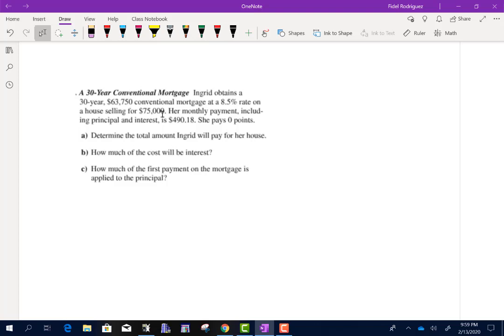Determine the total amount Ingrid will pay for her house. Okay, so one thing this problem has already given me, it's already given me her monthly payment. Okay, it says her monthly payment is going to be $490.18. So part A says we want to know what's she going to pay total. Well, if this is her monthly payment, $490.18, if we wanted to figure out, say, how much money she's going to pay in a year, we would multiply that by 12, right?